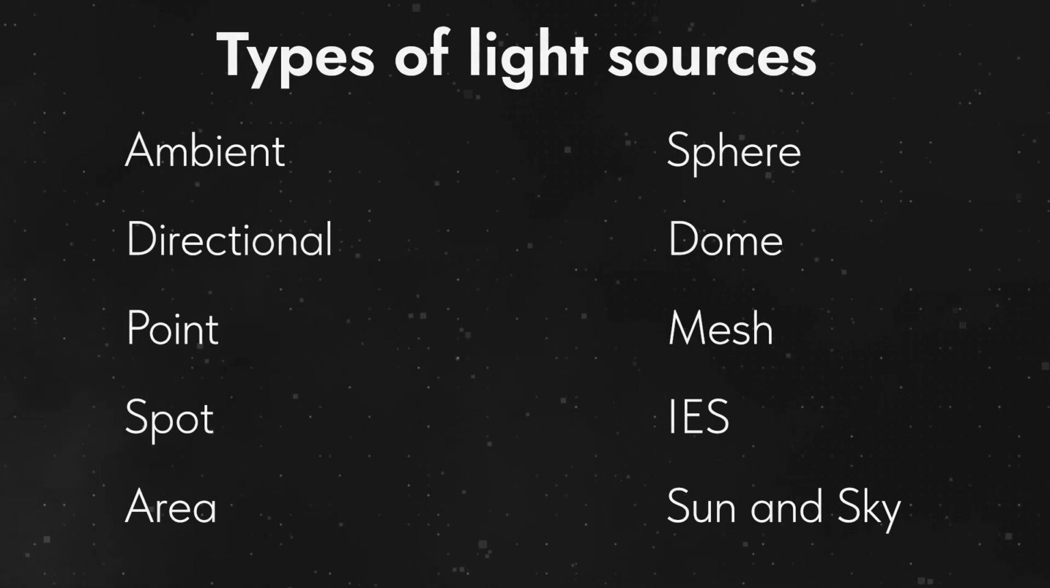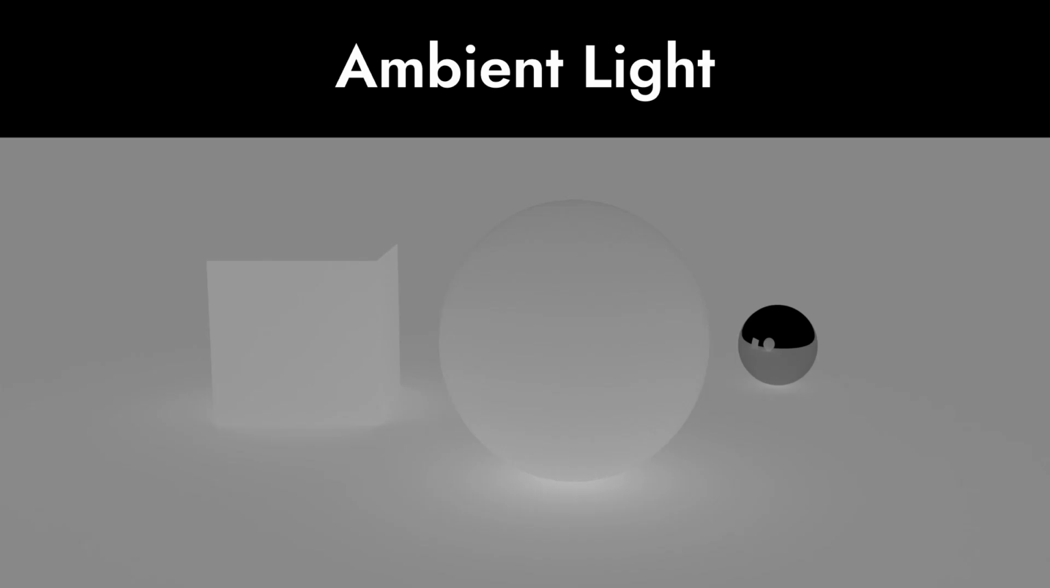So let's begin. Ambient light. This light source illuminates your scene from all sides, as if you were in a huge glowing sphere. It can be used to make shadows less deep or create completely uniform lighting.